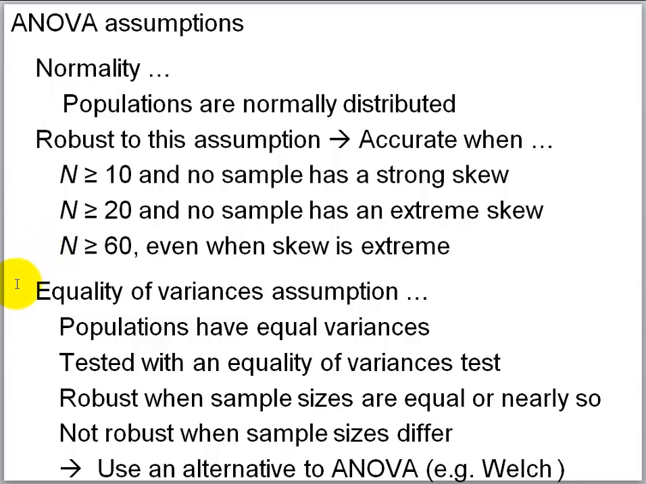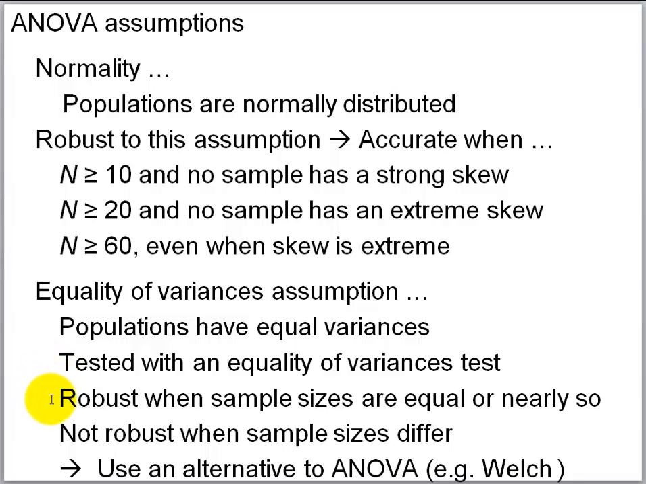And the n here is referring to the number in a particular group. Now we talked about the equality of variances assumption for the independent samples t-test. ANOVA also has an equality of variances assumption, which is to say that populations have equal variances, or we can phrase this to say that the random samples have been selected from populations that have equal variances. This assumption is tested with an equality of variances test, and the computer will carry that out for you.